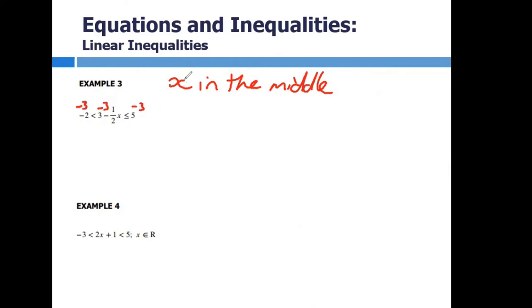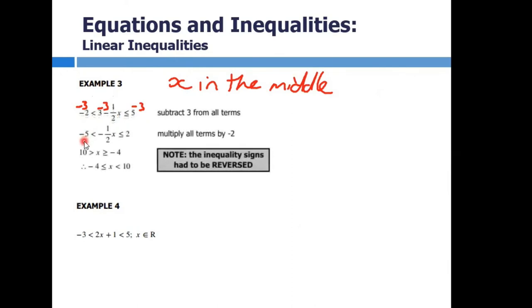Subtracting is fine. It's dividing or multiplying by a negative, that's the problem. Okay, so you'll see when I subtract 3 from every single section, I get -5. In the middle, the 3 disappeared. And then on the right-hand side, it became a 2.